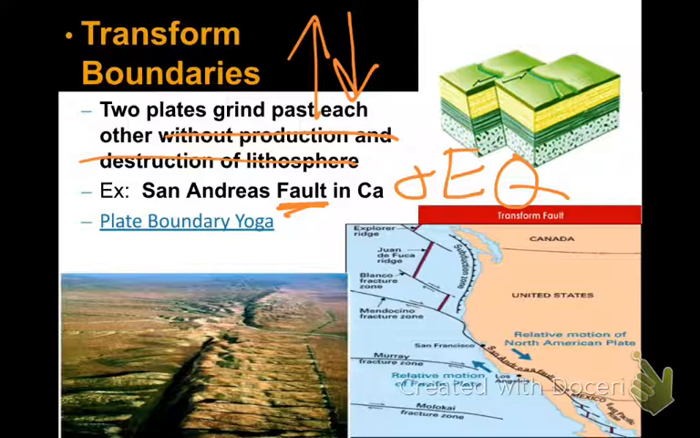If you're very stressed out, then this plate boundary yoga is always fun to do, but I'm not going to make y'all do that. Maybe when I get back.